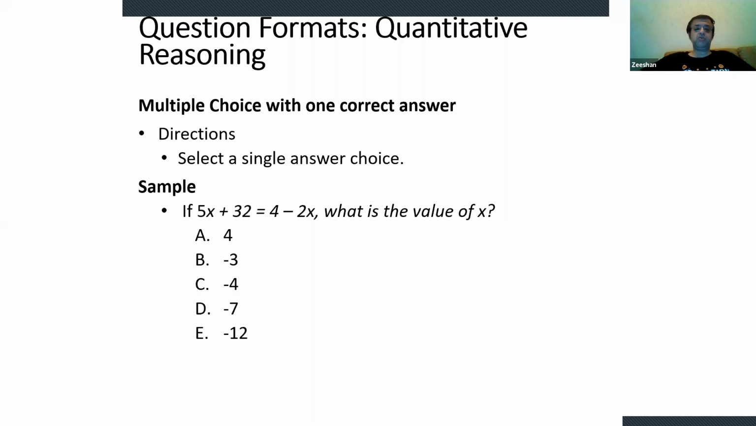So you keep x on one side and you take the numbers on the other side. On the left side, it would be 5x plus 2x, which is 7x. On the right side, it would be 4 minus 32, which is minus 28, of course. So 7x equals minus 28. So what would be the value of x? It would be C, of course. So C will be minus 4.